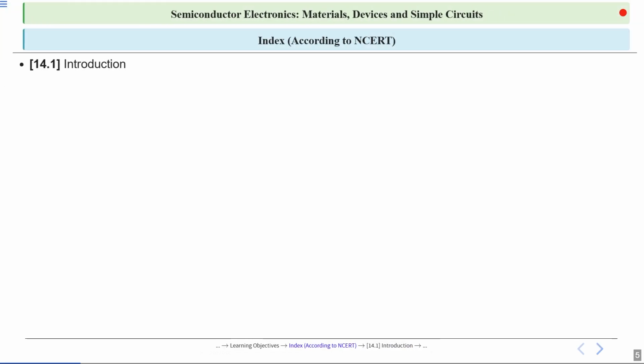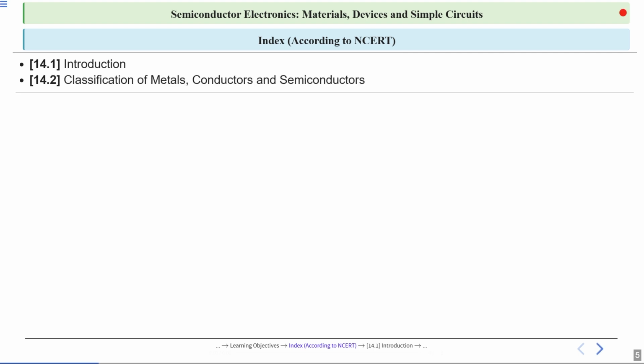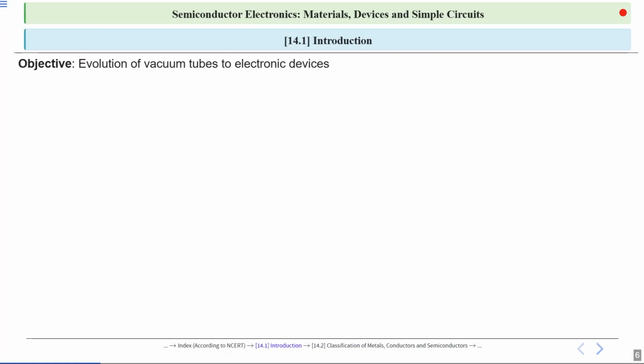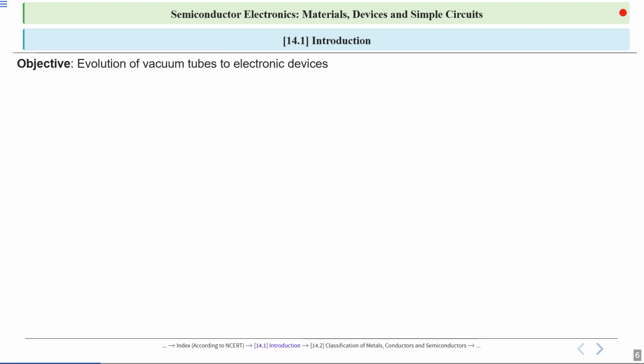In today's lecture, we will discuss the NCERT section 14.1, that is introduction part of this chapter. Then we will discuss the section 14.2, classification of metals, conductors and semiconductors. Evolution of vacuum tubes to electronic devices marked a shift from bulky, power-hungry components to compact, efficient semiconductors, enabling modern technology and miniaturization.